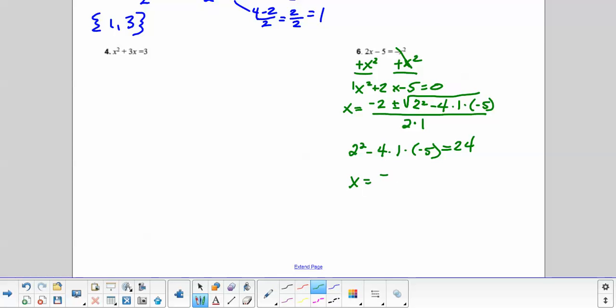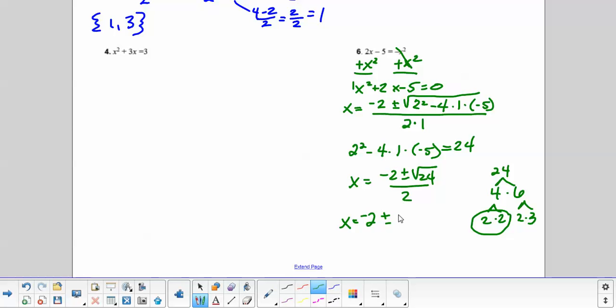So x equals negative 2 plus or minus the square root of 24 over 2. Now the square root of 24 can be simplified. You need to break it into its prime factors. So I have 4 times 6, 4 is 2 times 2, 6 is 2 times 3. So I can take a 2 out of the square root, and then I'll have 2 times 3, which is 6, still under the square root. So it's negative 2 plus or minus 2, that's the one I took out, root 6, that's the part that's stuck underneath the square root, divided by 2.